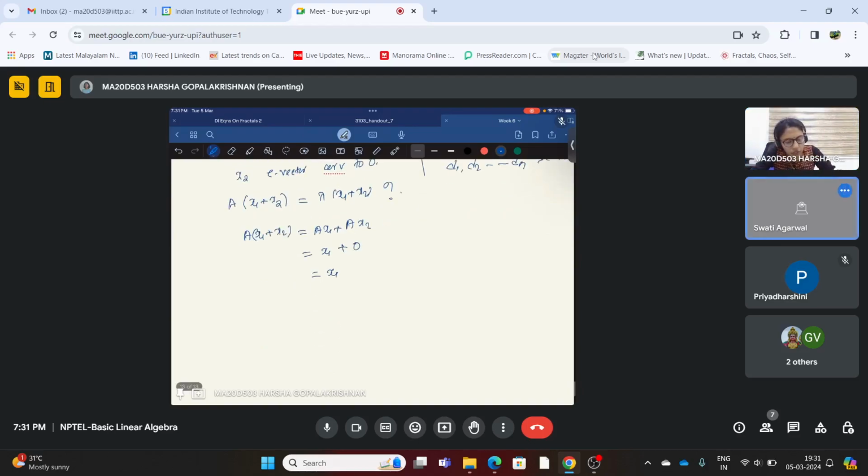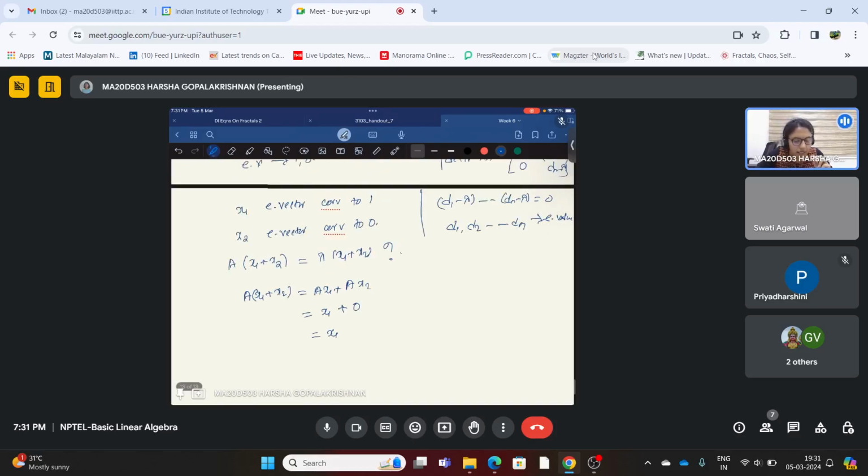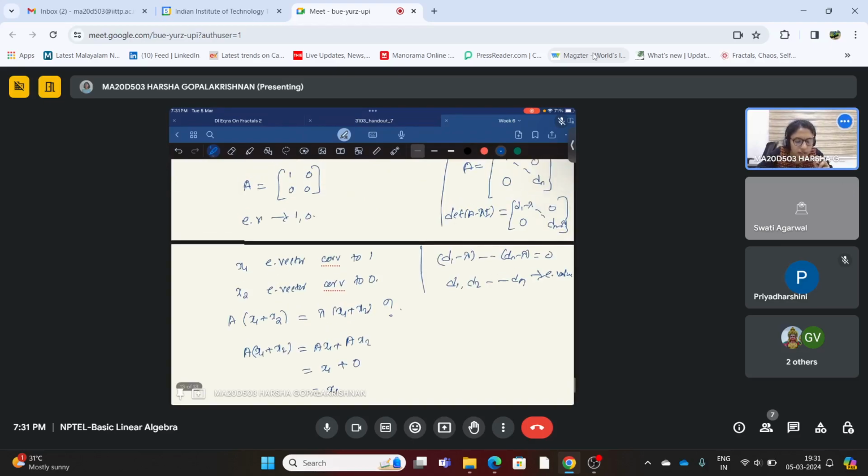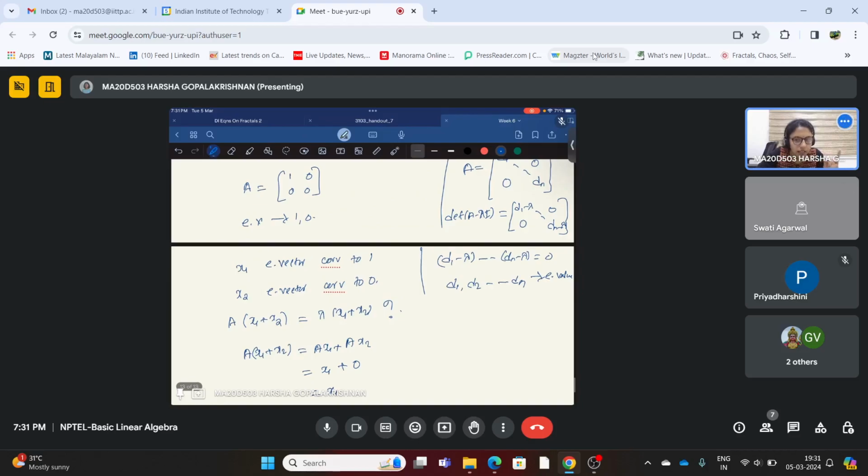Now, our question is this one. Is A(x1 plus x2) equal to lambda times (x1 plus x2) or not? Now, what are all the possible eigenvalues here? 1 and 0 only. No other eigenvalues.